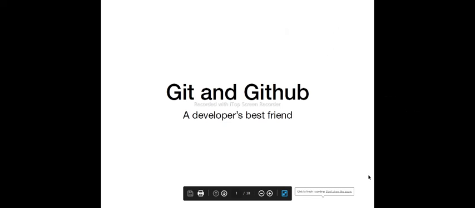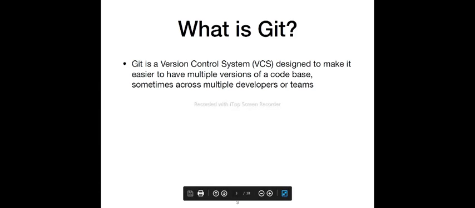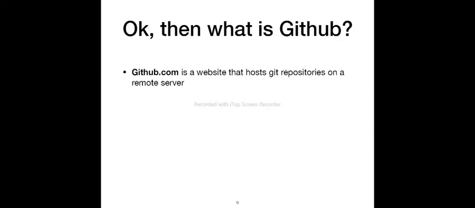Git and GitHub, a developer's best friend. What is Git? Git is a version control system designed to make it easier to have multiple versions of a code base, sometimes across multiple developers or teams. It allows you to see changes you make to your code and easily revert them. It is not GitHub. Okay, then what is GitHub?